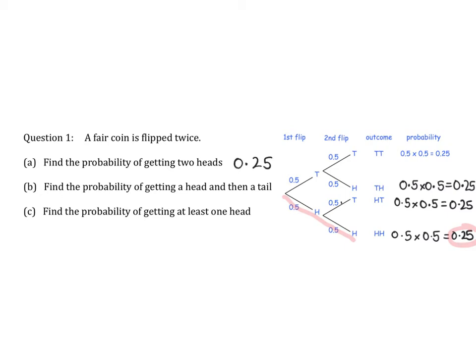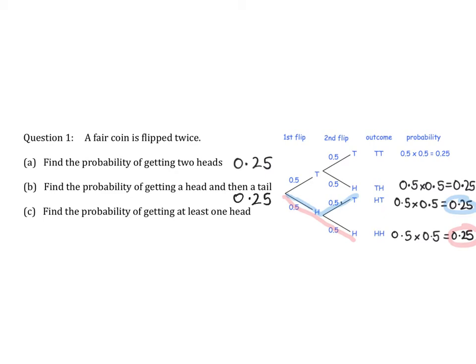And remember, pause the video and have a go if you want before I go through this. Next one says find the probability of getting a head, then a tail. So it has to be that order. So we're going head, then tail. We're following that pathway. That pathway gave me that outcome. So this one is 0.25 again.